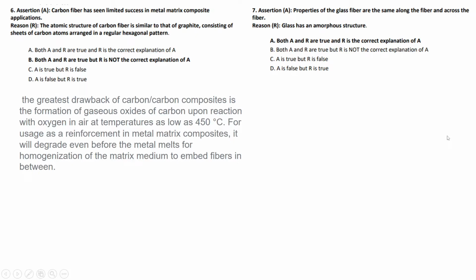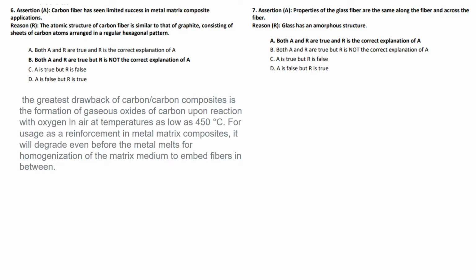So the next question stated that carbon fiber has seen limited success in metal matrix composite. And the reason for this assertion was given as atomic structure of carbon fiber is similar to that of graphite, constituting of sheets of carbon atoms arranged in regular hexagonal pattern. So both of these statements are true. Now we need to find if this particular statement is the right reason for this particular assertion.